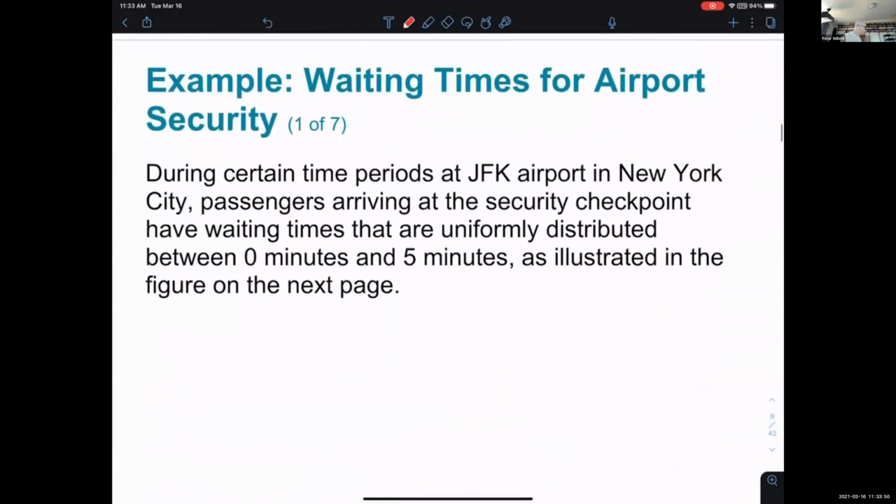All right, so they're going to use an example that's not quite so simple, or it has more context to it. And they're giving us 7 slides to look at this example. Waiting times for airport security. During certain time periods at JFK Airport in New York, passengers arriving at the security checkpoint have waiting times that are uniformly distributed between 0 and 5 minutes, as illustrated in the figure in the next page.